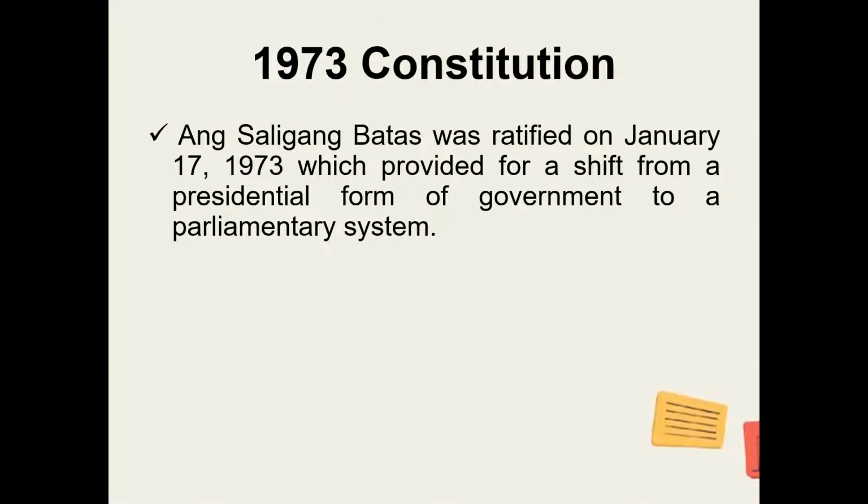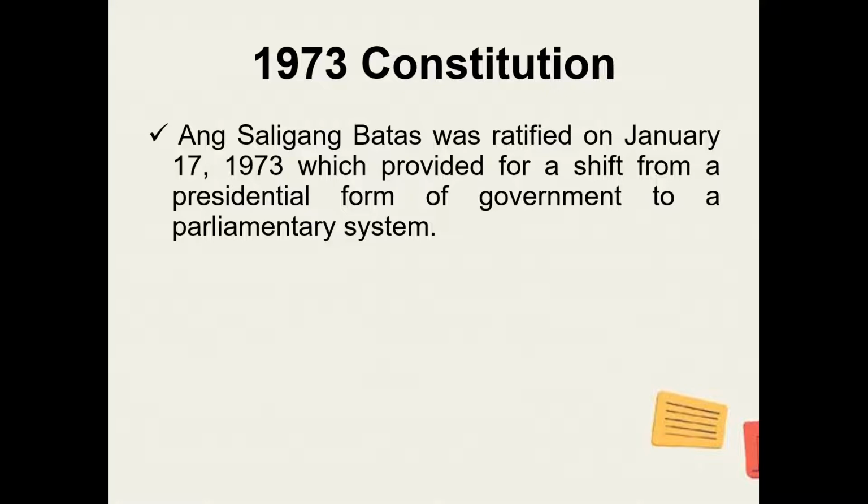So let's proceed with the 1973 Constitution, also known as the Saligang Batas, no, or the Marcos Constitution, as the elementary history teacher would say. Okay? It was ratified on January 17, 1973, which provided for a shift from a presidential form of government to a parliamentary system. So when we say parliamentary system, the head of the government is not the president anymore, but the prime minister.